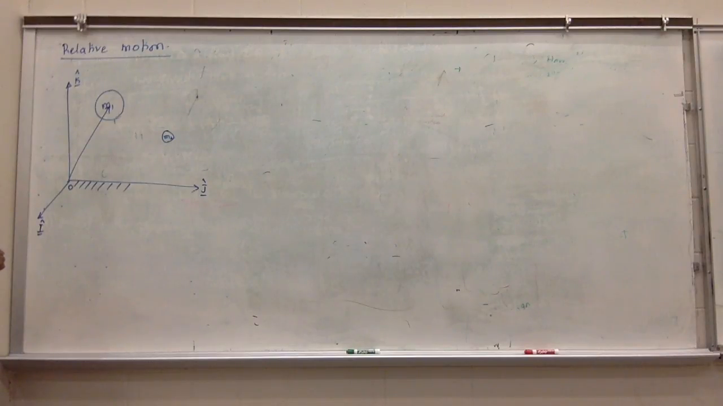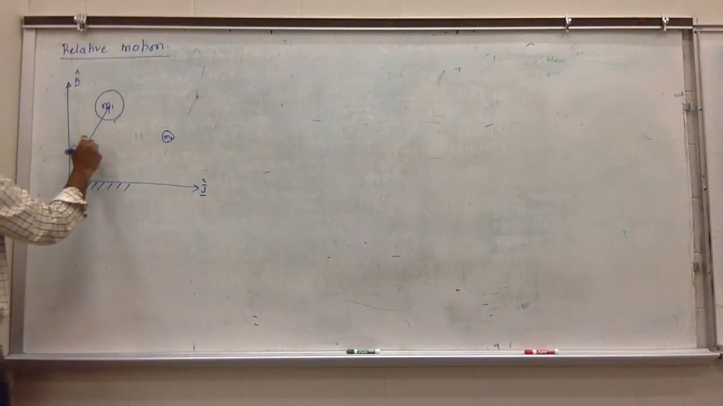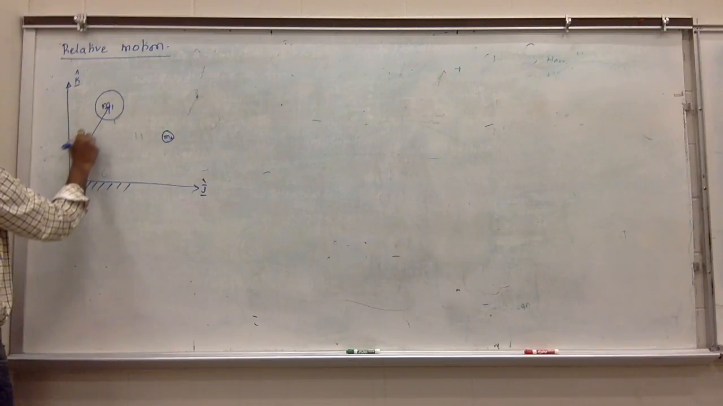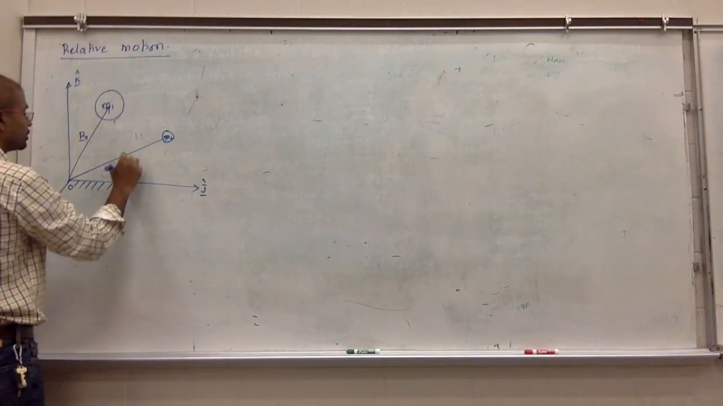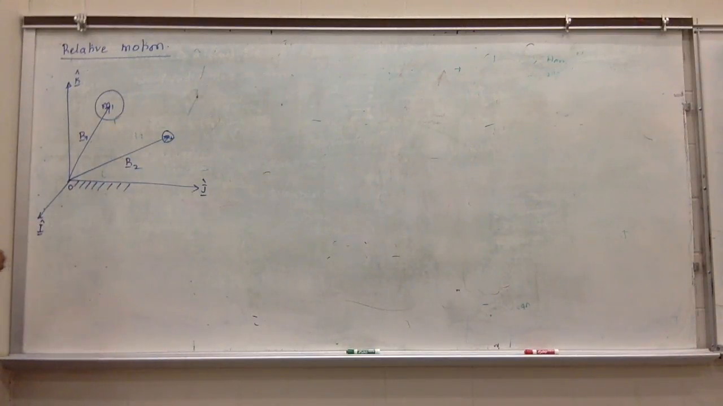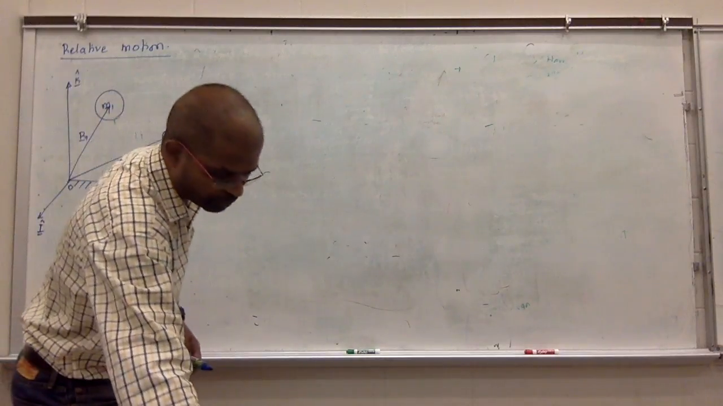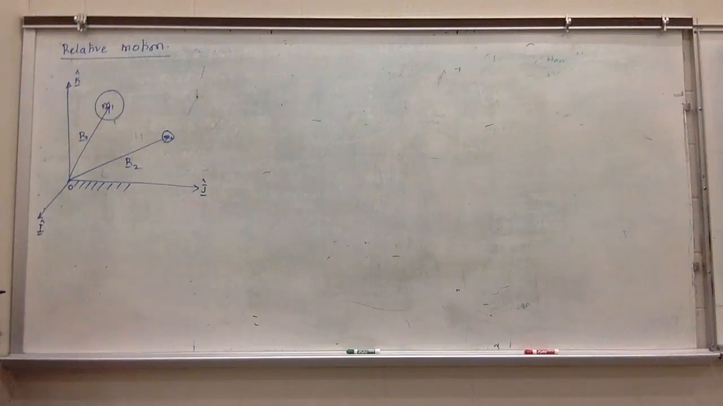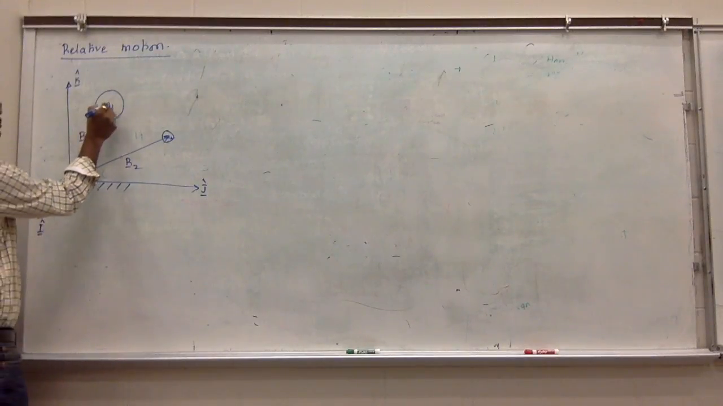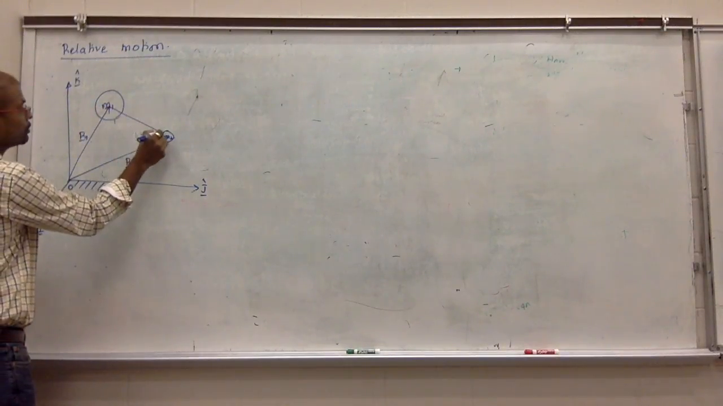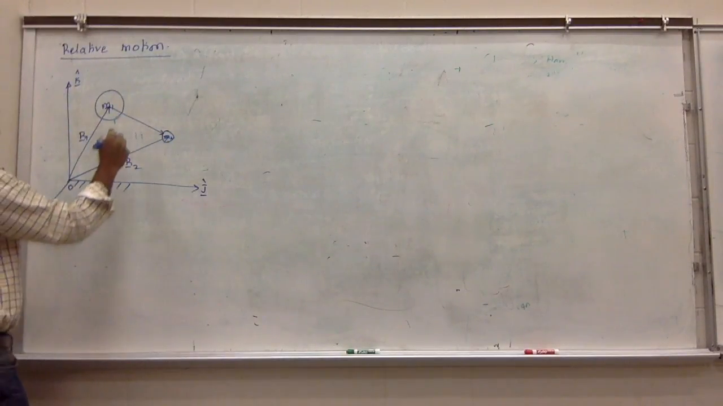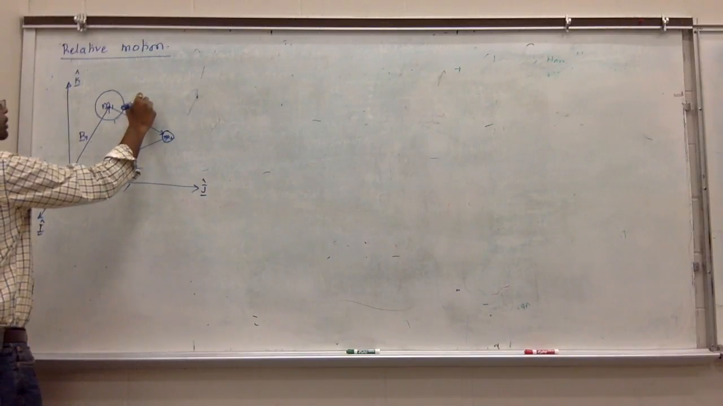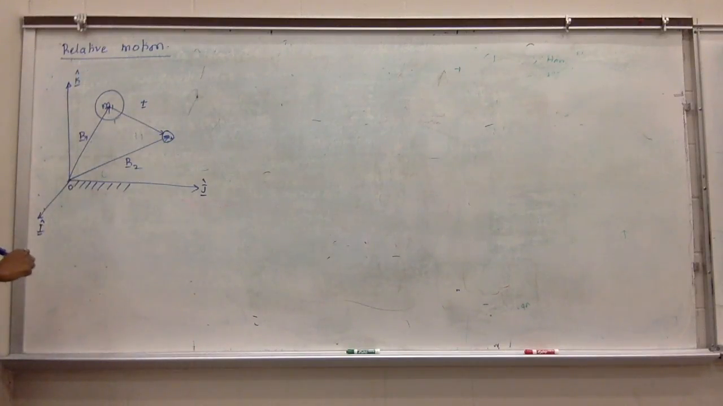The position vector of this mass m1 would be represented by r1, and let's say this is r2. Okay, these are the absolute positions because this is the inertial frame. Okay, now the relative position, let's call this R.